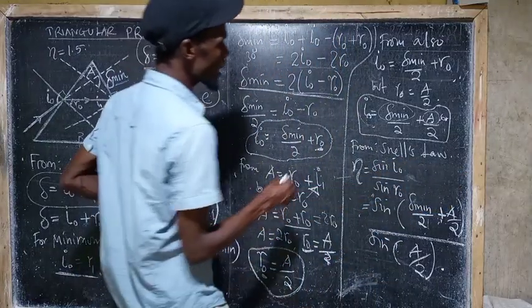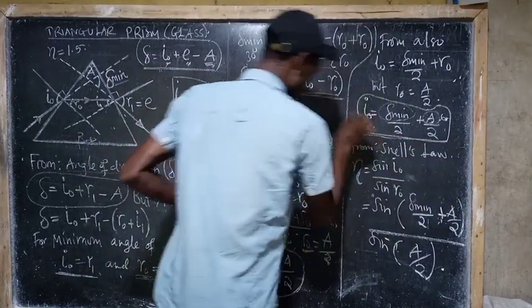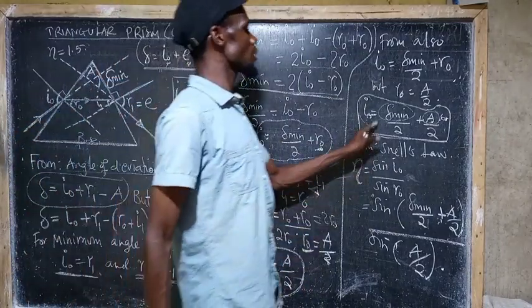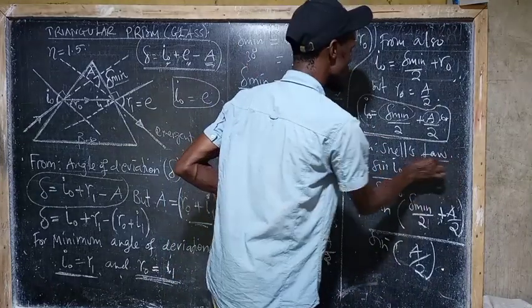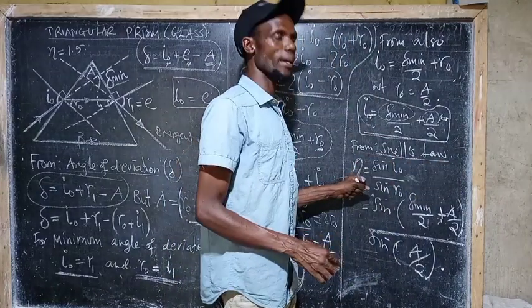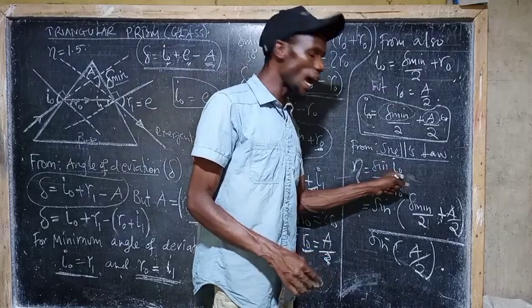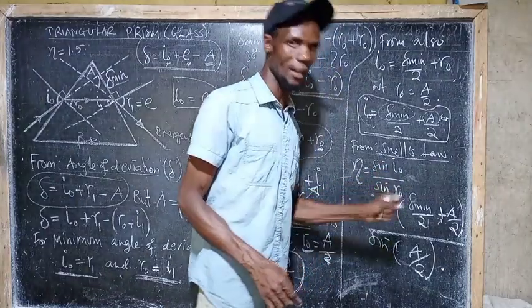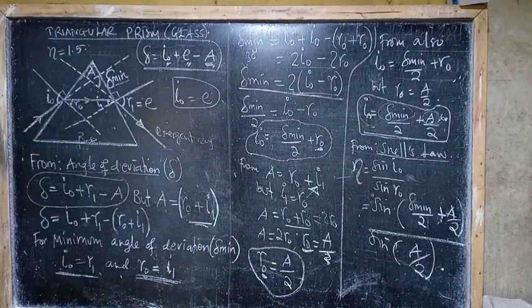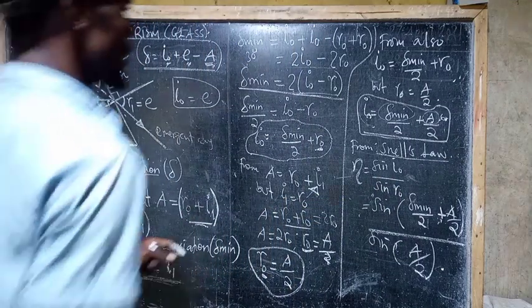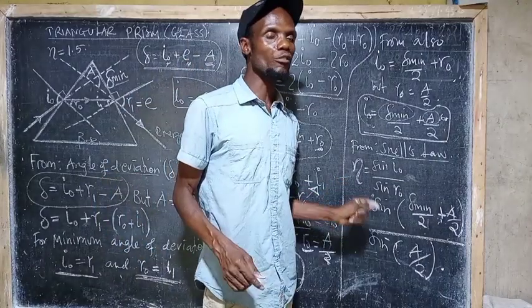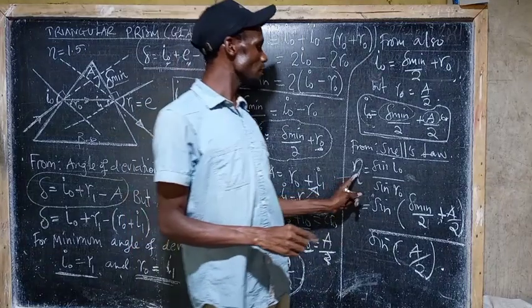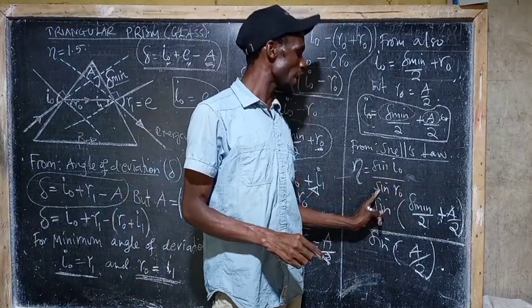Then now we have the incident angle and we have the angle of refraction. From Snell's law, we know the refractive index is equal to sine i over sine r. Remember this is the concept and we learned it in refraction of light. This is refractive index is equal to sine i over sine r.